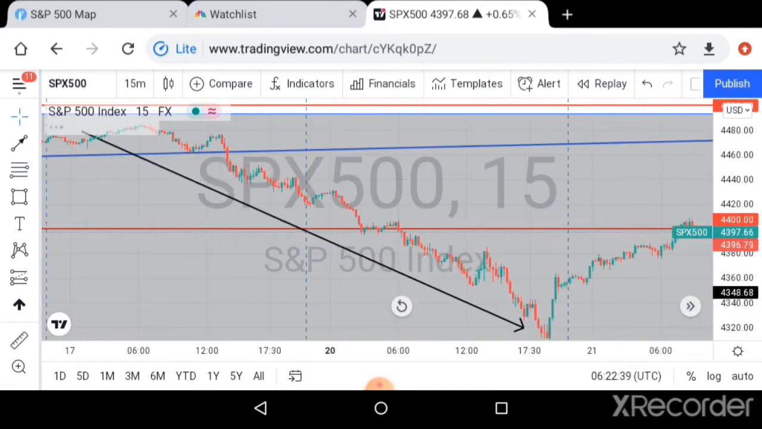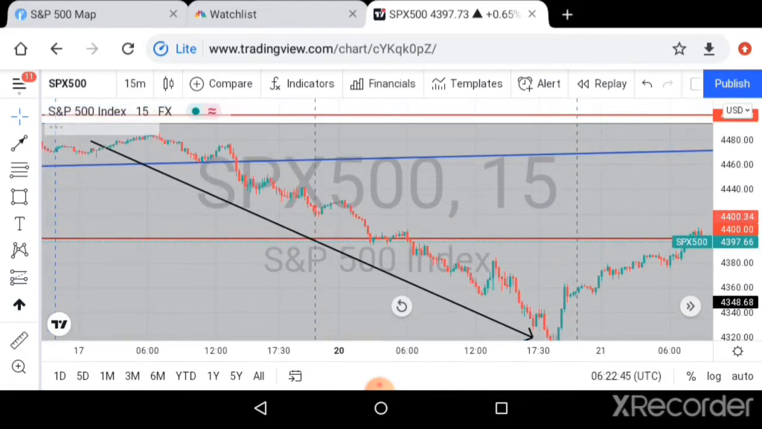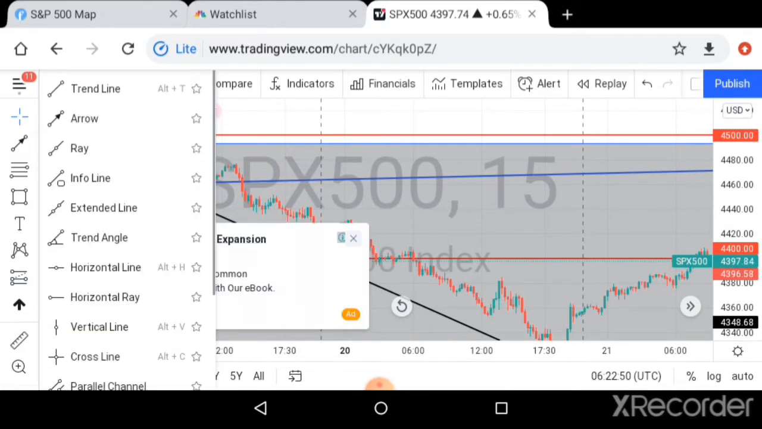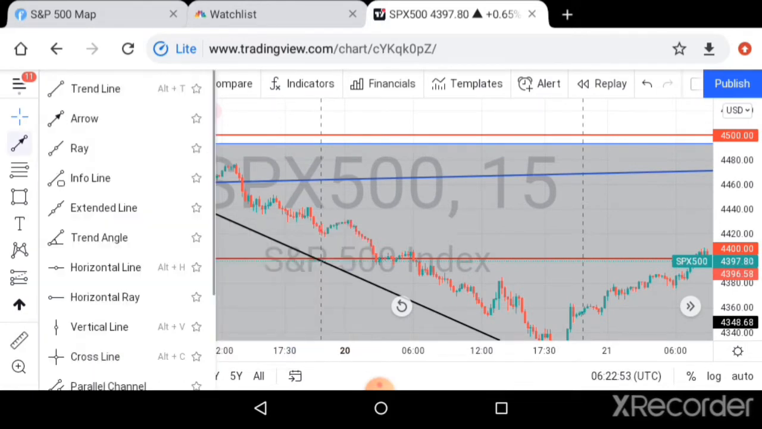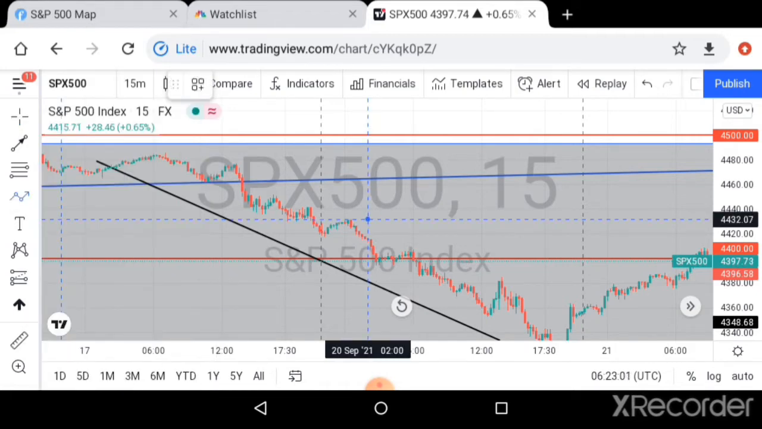So as you can see, we are now down to 15 minutes. Market was going down in this case. Let me draw it for you. This is what you'll see on a downtrend. Let me mark it down. Okay, this is what I'll use.